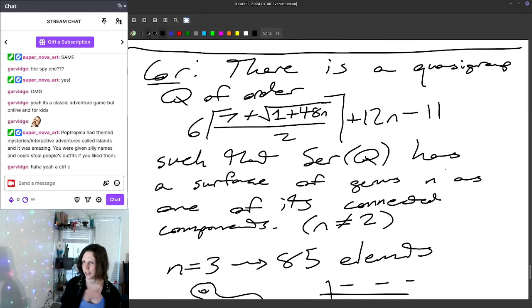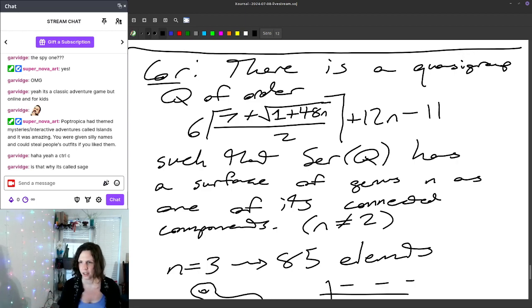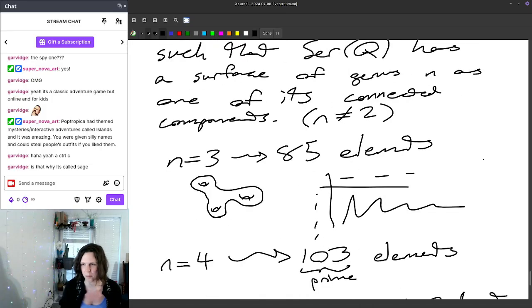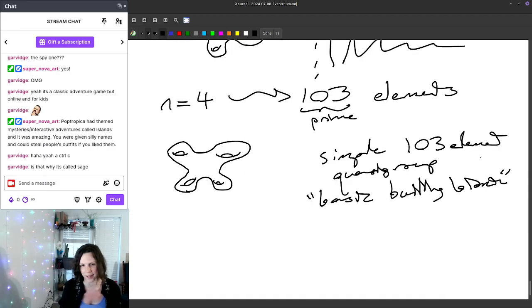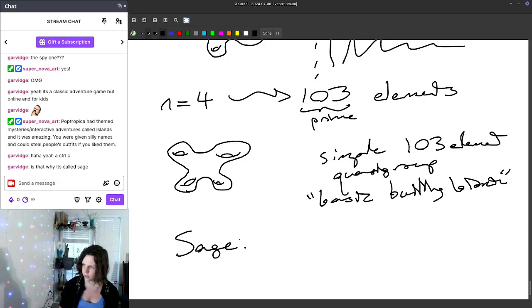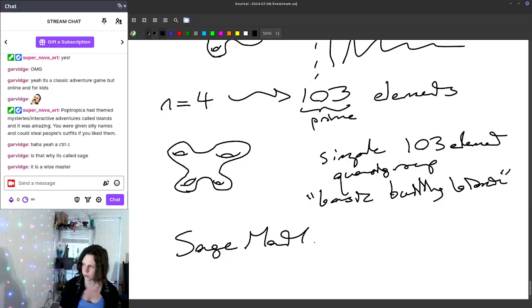Well, are there any other questions at this point, or any other things? Is it called Sage because it helps you to do things that you can't really do by hand? I actually don't know why they called it Sage originally. I think it was originally officially Sage Math, I believe. Maybe Sage was all capitalized, but at some point they just dropped the math and they just called it Sage. Yeah, it's a wise master.